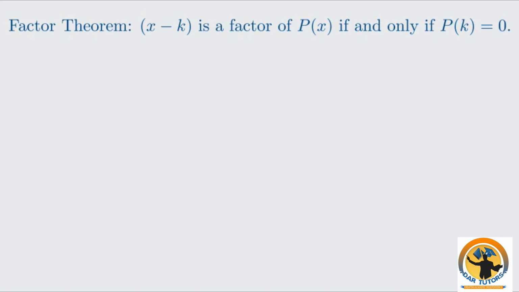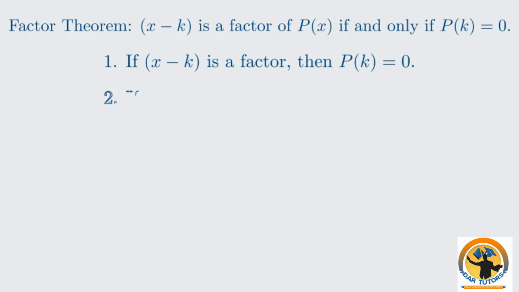Let's break down what this means. The phrase, if and only if, indicates a two-way relationship. First, if x minus k is a factor, it means the remainder when p of x is divided by x minus k is 0. By the remainder theorem, this remainder is p of k, therefore, p of k must be 0. Second, if p of k equals 0, it means the remainder is 0. A 0 remainder implies that x minus k divides p of x perfectly, making it a factor.